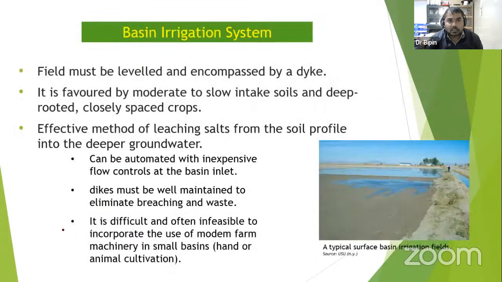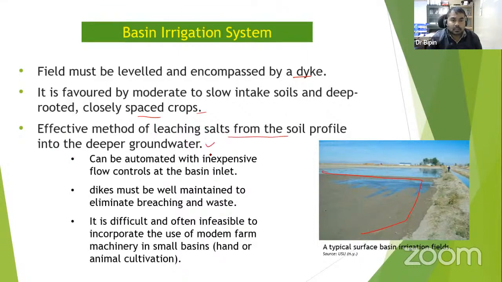In a basin, what you will do is, this is a basin area, and the field must be level and encompassed by a dike. It is favored by moderate to slow intake soil and deep rooted and closely spaced crops. For those deep rooted and closely spaced crops, and soil that has slow intake, the basin method is very effective. It is also an effective method of leaching salt from the soil profile into deeper groundwater.